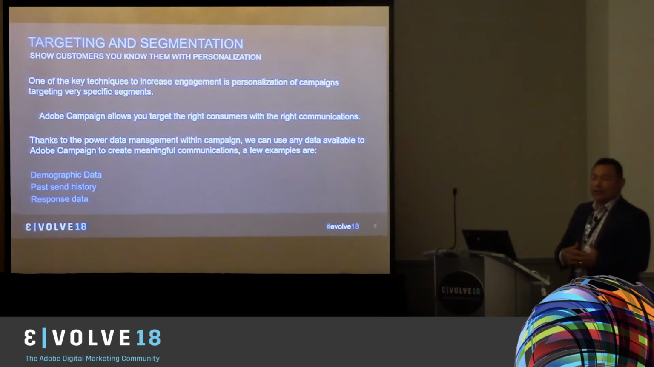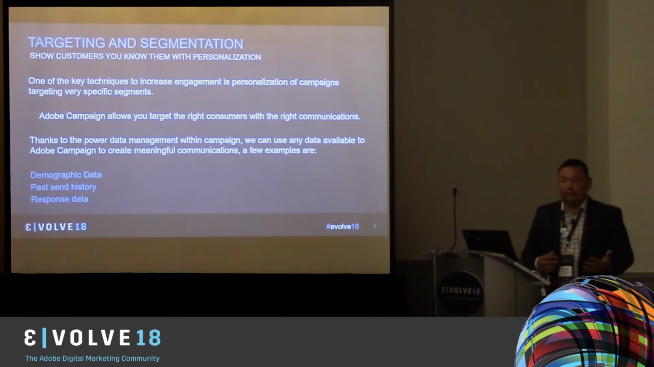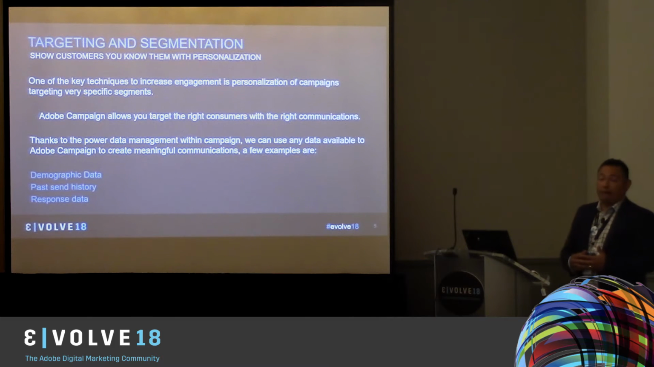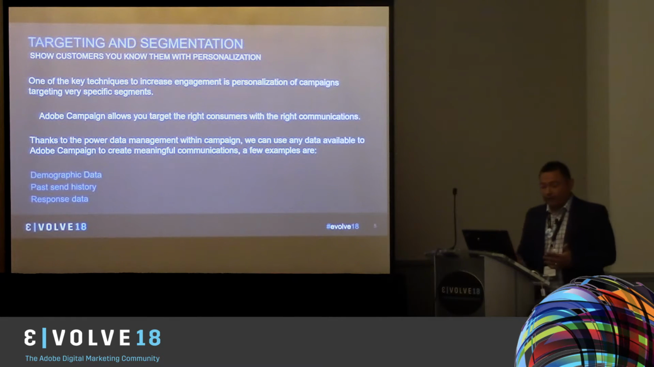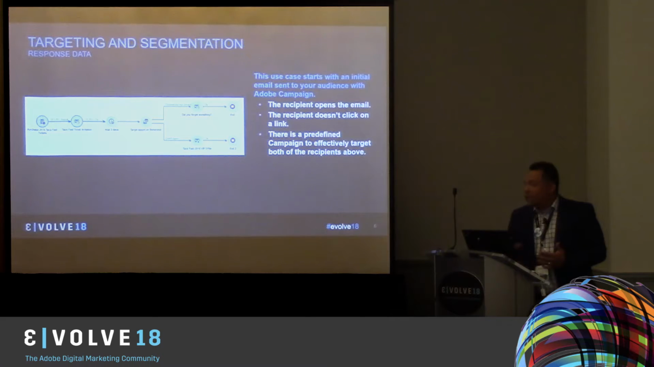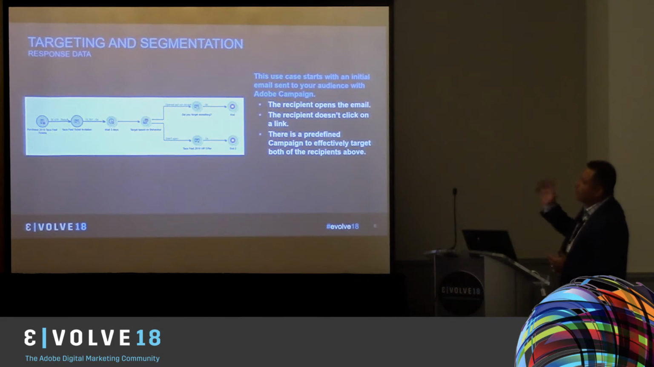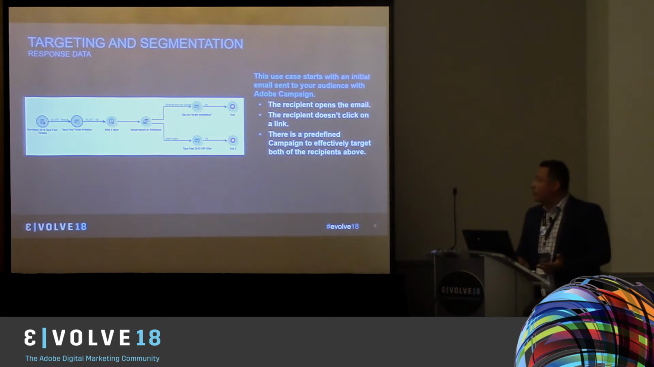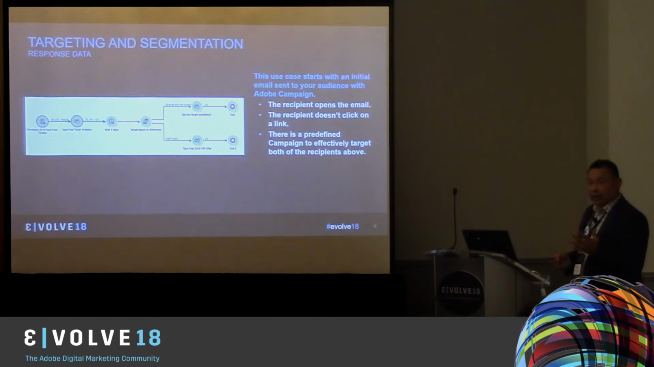All that data gets back into Campaign, and we can target customers that have responded to an event. We can target customers that have not responded to an event. So that's really what it is. The recipient gets the email, but doesn't click on the email. So there's a predefined campaign set up to target those customers.